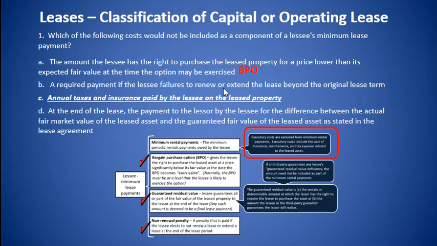B, a required payment if the lessee fails to renew or extend the lease. That would be a non-renewal penalty. D, at the end of the lease, a payment to the lessor for the difference between the actual fair market value of the leased asset and the guaranteed value. That would be the guaranteed residual value. So in this case, it would be C, regarding the executory costs.